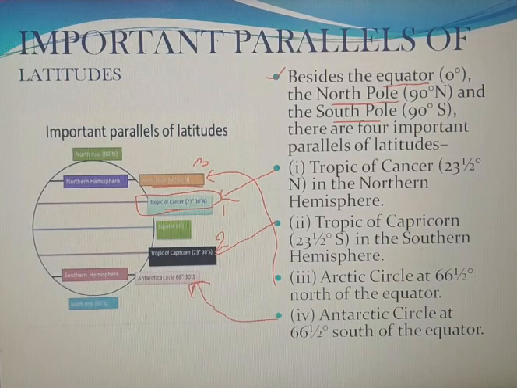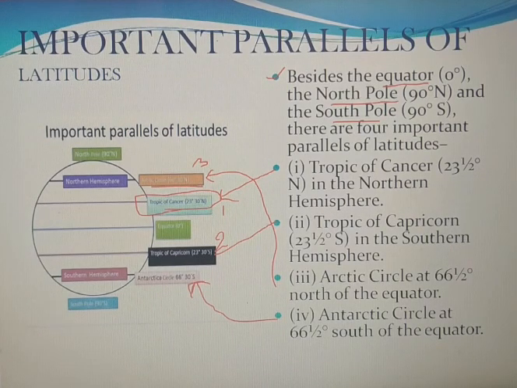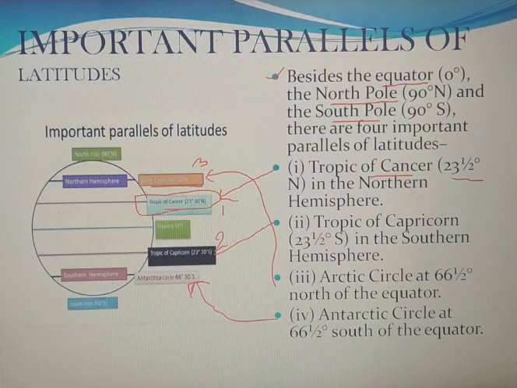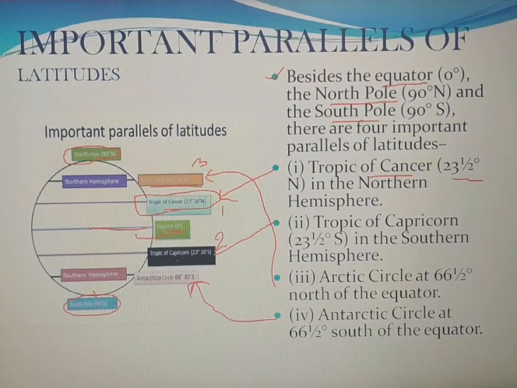So these 4 latitudes are very important, and I will explain more when the time comes in the next chapter. But for the time being, you have to learn these 4 names with their degrees, and it is very important. In this picture we have the North Pole here at 90 degree north, the South Pole here at 90 degree south, and the equator is here. This line is the equator.